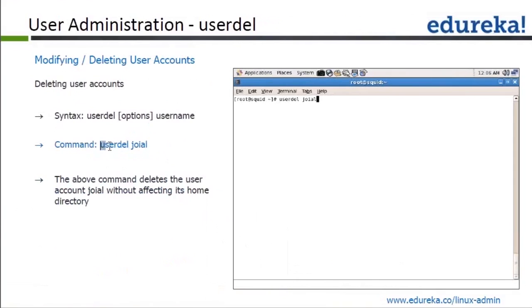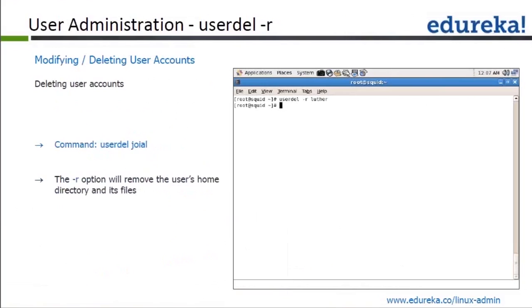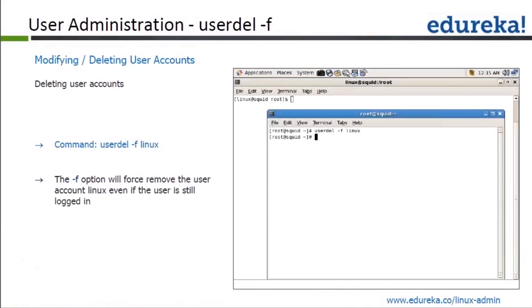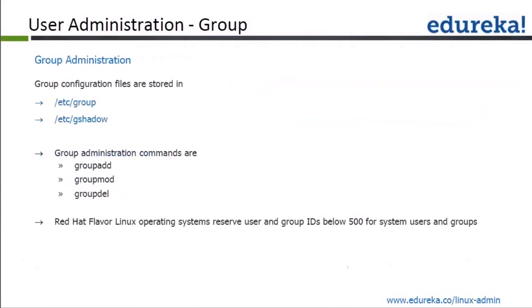Similarly, userdel, we have seen this option. By default, it will only delete the user. Deleting a user means deleting the entry of that user from the configuration files. But the home directory would remain, so you need to use the -r option in order to remove the directory as well. So userdel -r. Then we have something called -f. Even if the user is logged in, you can remove the user.